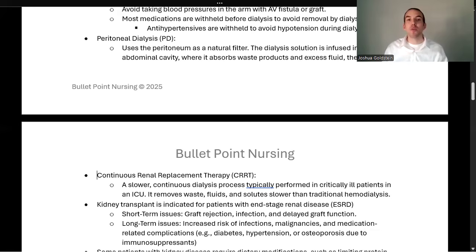But we do it on a very slow 24-hour process. So basically, we're doing exactly what the hemodialysis machine does in 2 to 4 or 5 hours, or even less. And now we're doing it over 24 hours. So it's much more conducive to an unstable patient.